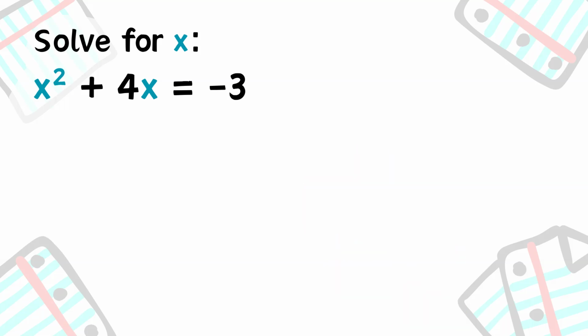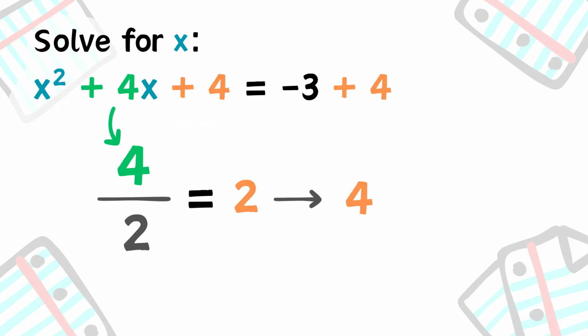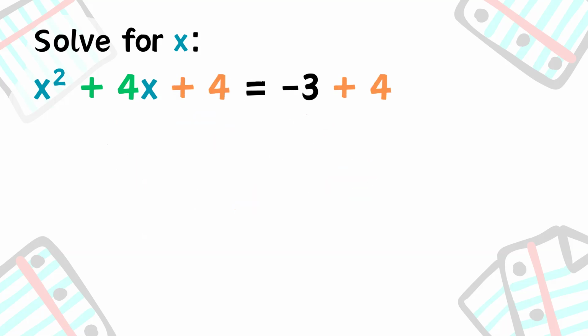Okay, first we take our coefficient of x. In this equation, that would be 4. We divide this by 2 and square it. 2 squared is 4. Now, we add this value to both sides, giving us x squared plus 4x plus 4 equals negative 3 plus 4. Negative 3 plus 4 is 1.